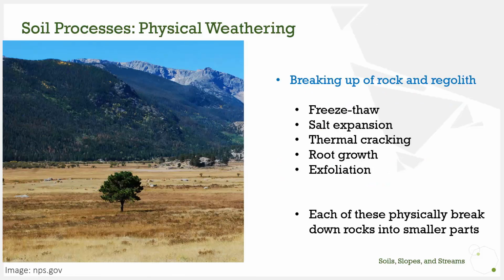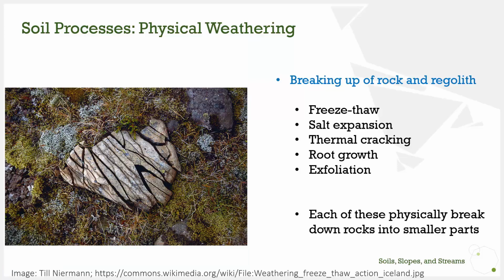We'll start with physical weathering processes that break up rock and regolith. Examples include freeze-thaw processes that heave apart rock, salt expansion, thermal cracking, root growth, and exfoliation. Each of these physically breaks down rocks into smaller parts.